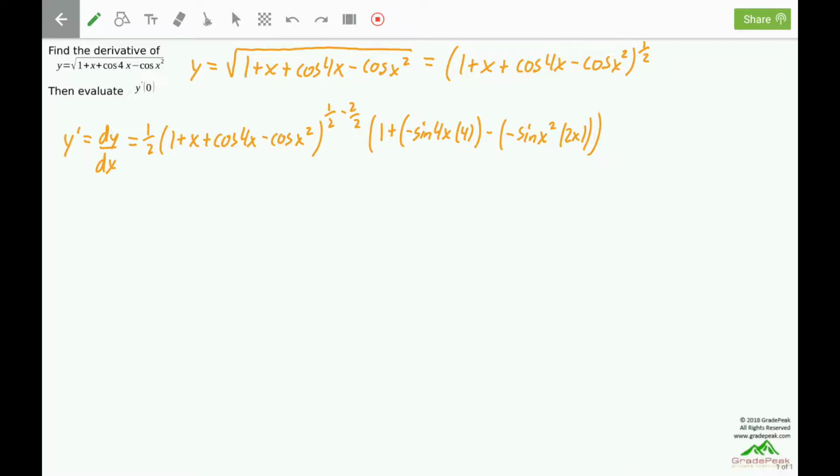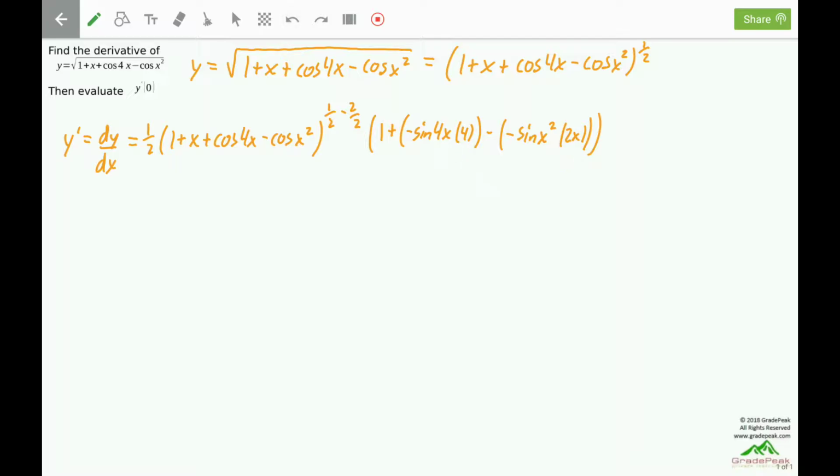because we have the outermost function, the 1/2 power. Inside of that was an entire expression, and within that expression we had trig functions of their own insides. We had a 4x and an x squared inside of the cosines here, so it was a double chain rule for those two terms. And so notice that we multiplied by the derivative of their insides here. That's why we have a 4 there and a 2x there.